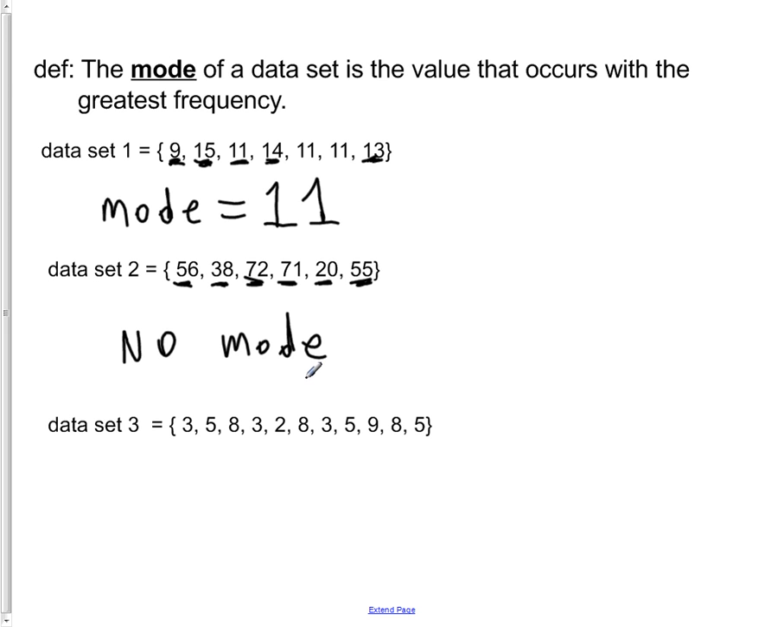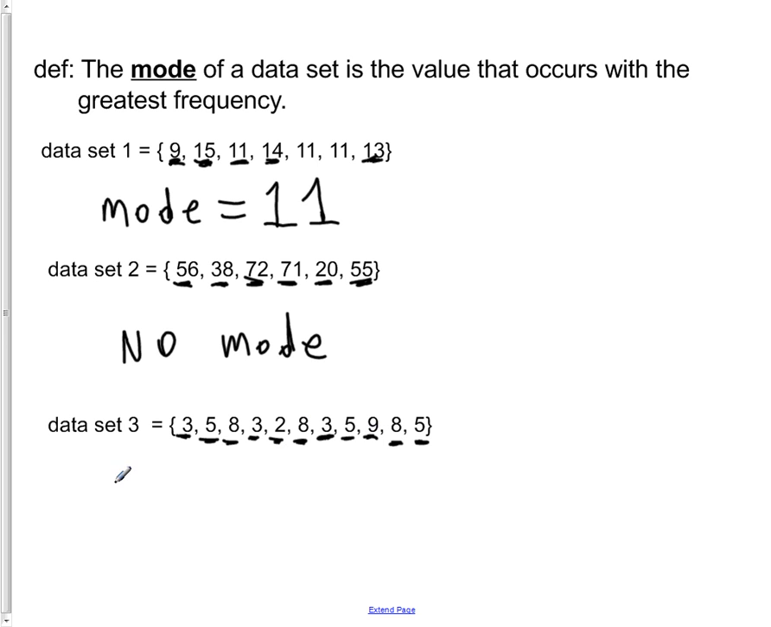In data set 3, I see I have 3 that occurs 3 times. So 3 is a value that occurs 3 times. I see 5. 5 is also a value that occurs 3 times. So unless there's another value that occurs more than 3 times, I think we have 2 modes so far. Let's see, 8. 8 also occurs 3 times. So 8 has also a frequency of 3. And then I see 2 only occurring once and 9 only occurring once.